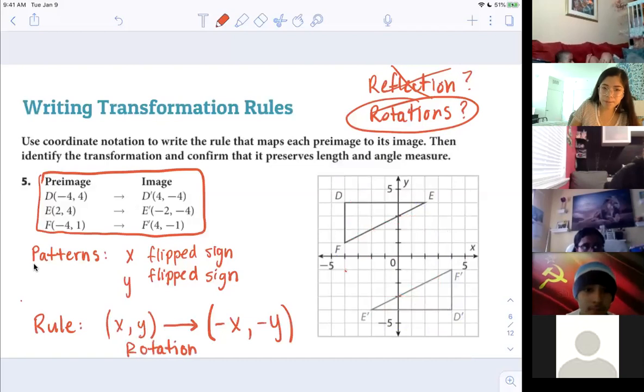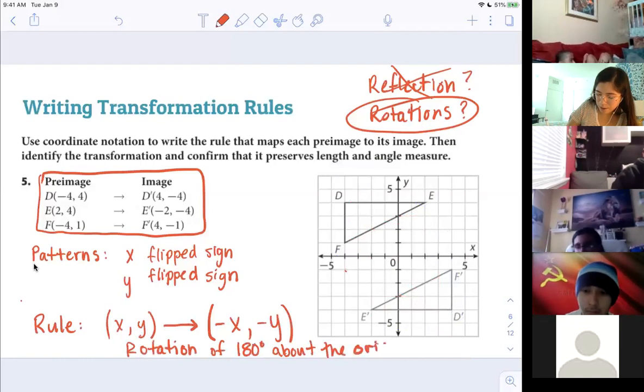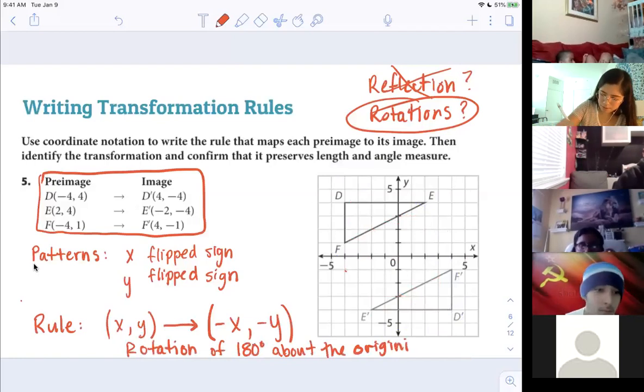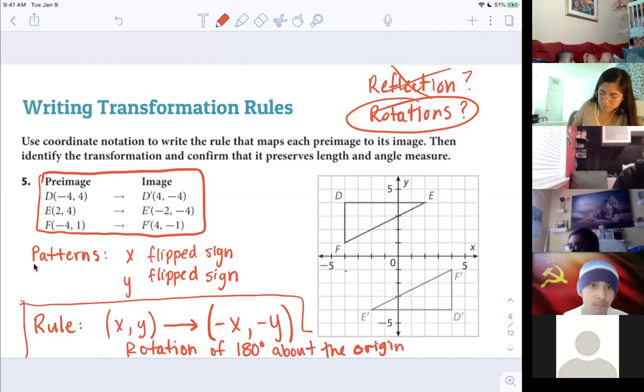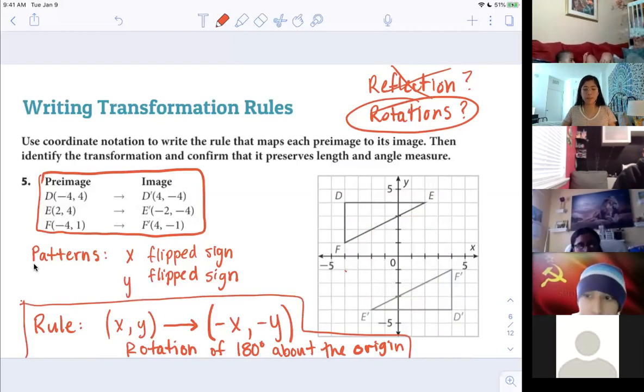And you don't have to know this yet, but I'm going to give you the full thing. This is a rotation of 180 degrees about the origin. Again, you don't have to know this part yet because we'll talk all about it next week. Just so you guys know, that's exactly what it is. But for the purposes of what's going to be on your quiz tomorrow, for example, does anybody have a question on how to write that rule?